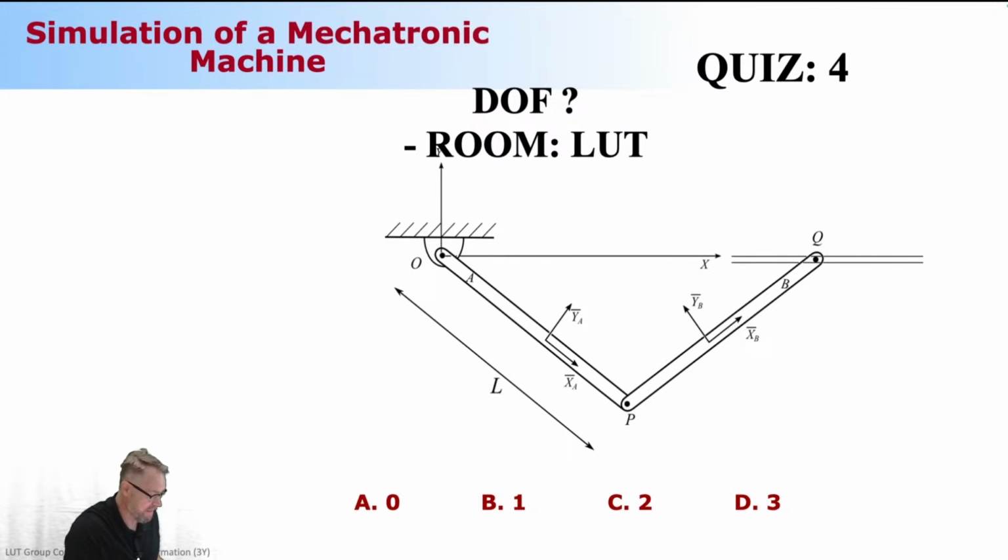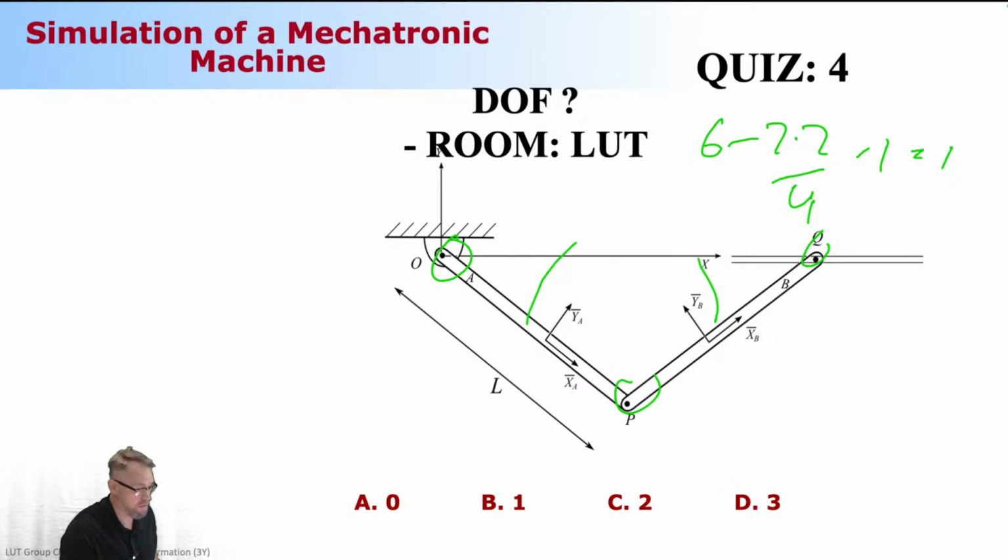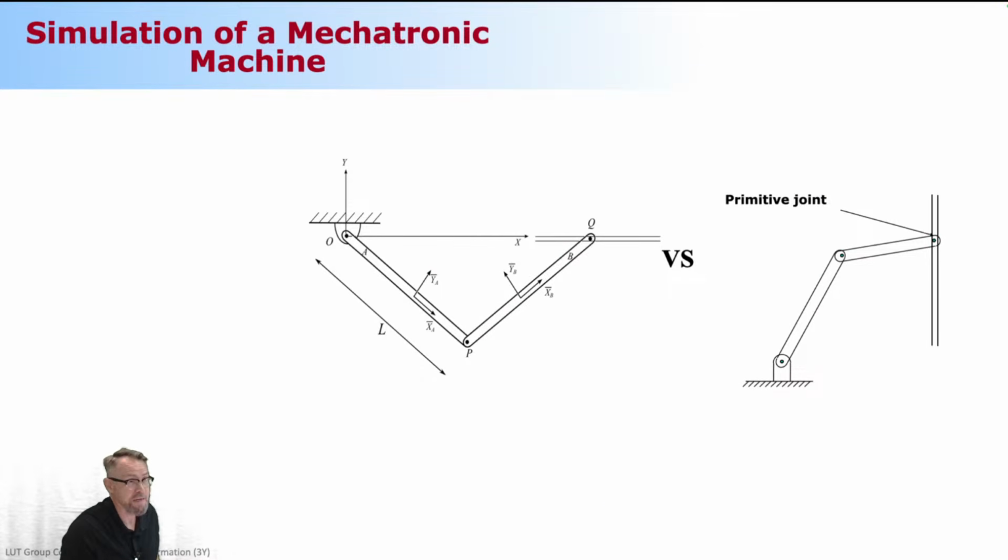Okay, so we have here 1, 2, 3 moving bodies. So that's 6 generalized coordinates. How many revolute joints? 1, 2. So that's 2 multiplied by 2, 4, and 1 primitive joint. So that's a 1 degree of freedom system. It's the same. No difference. The only difference is that the primitive joint is oriented differently, but the number of constraint equations is not changed. Same.